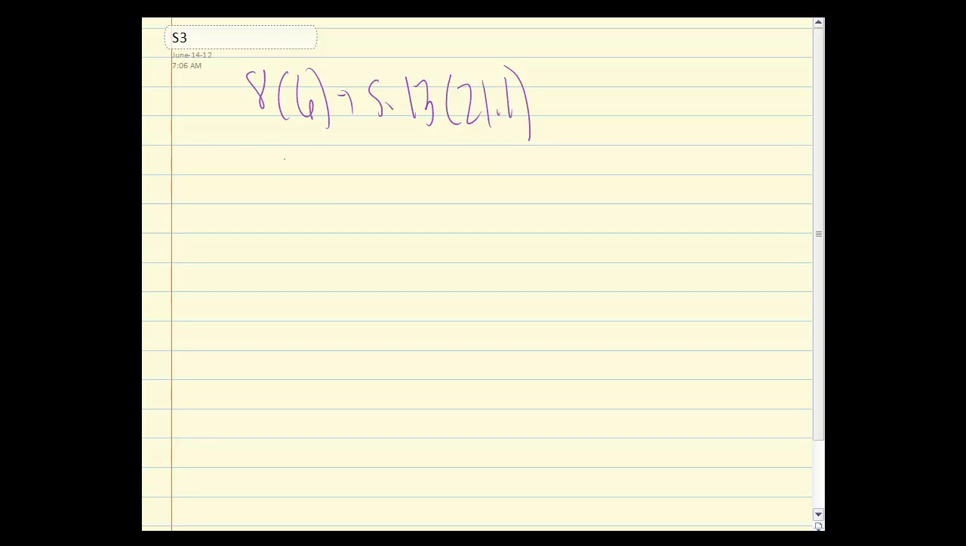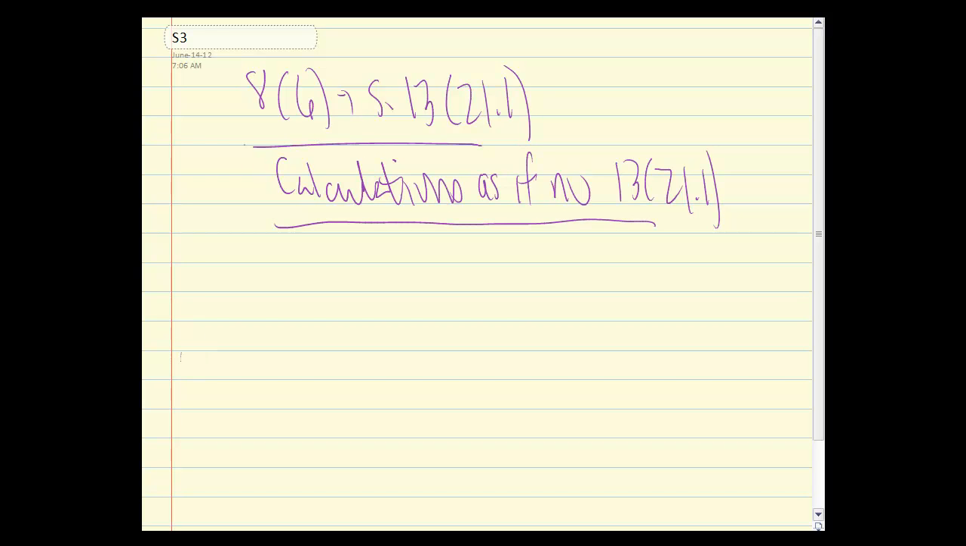1321.1 did not exist. So calculations as if no 1321.1. Okay, so let's just do hypothetical, okay? Somebody want to help me with this? Okay, somebody walk me through what happens. If there was no 1321.1, what would happen? How would you file your tax return? Sophia?